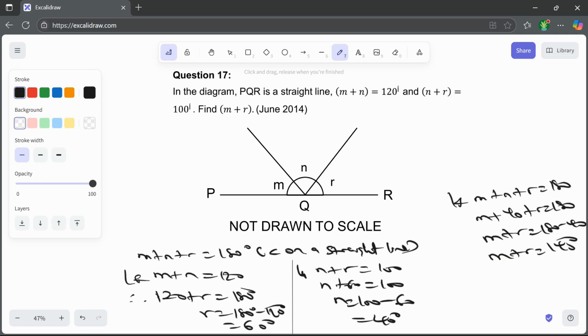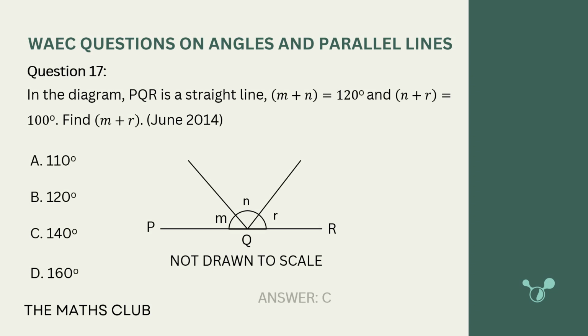I mean, you could solve it in a different way, but once I was able to find r, it made me find n, right? And if I'm finding m plus r, I can just say if n is 40 degrees, I'll be left with m plus r if I take out the n from it. So that's what I just did. Since n is 40, I'll be left with m plus r, and that will give me 140 if I collect like terms. Let's see if we're correct. That should be option C.